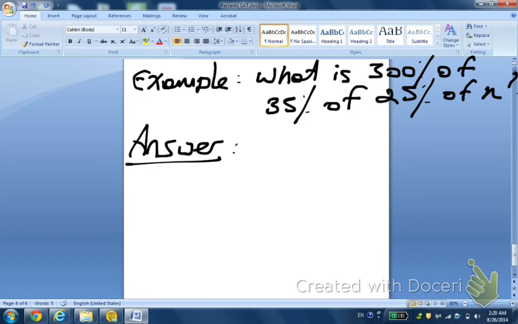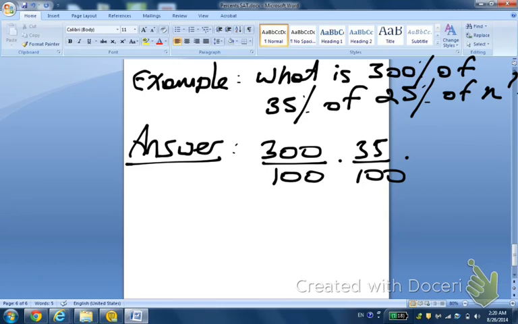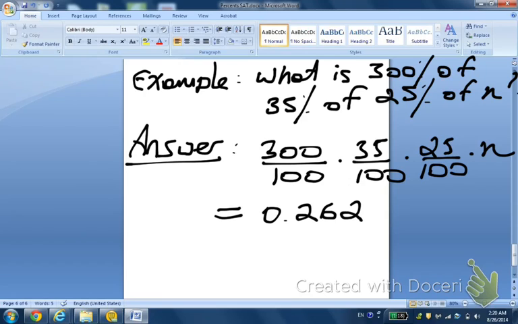Last example. What is 300% of 35% of 25% of N? The way to solve this is to translate it into an equation. So what is 300% of, remember of means multiplication, 35% of 25% of N. And all you do here is you just simplify this. Simplify this, you get 0.2625, and again you do this using your GDC.